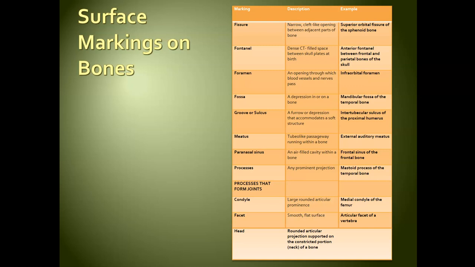Now, as part of this chart, when we look at processes that help form joints, they have their own specific names. A condyle is a large, rounded articular prominence, whereas a facet is a smooth, flat surface, and a head is a rounded articular projection supported on a neck or a constricted portion of bone. Please get to know these. I will be asking questions on them, and they will relate to the bones that we're seeing in class.